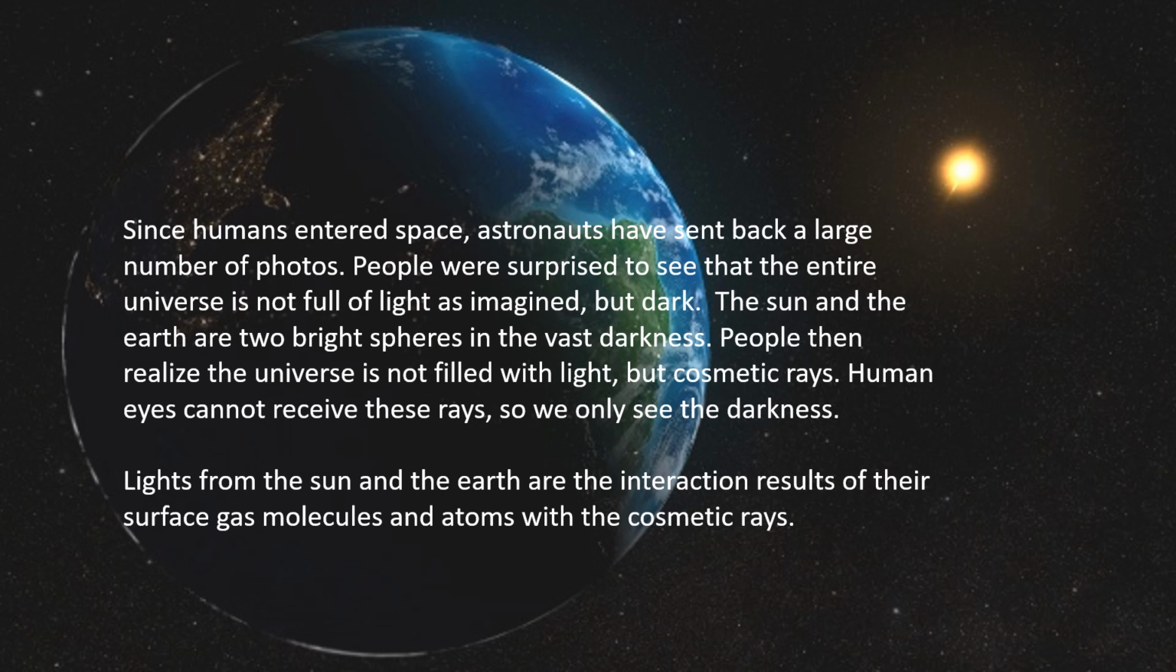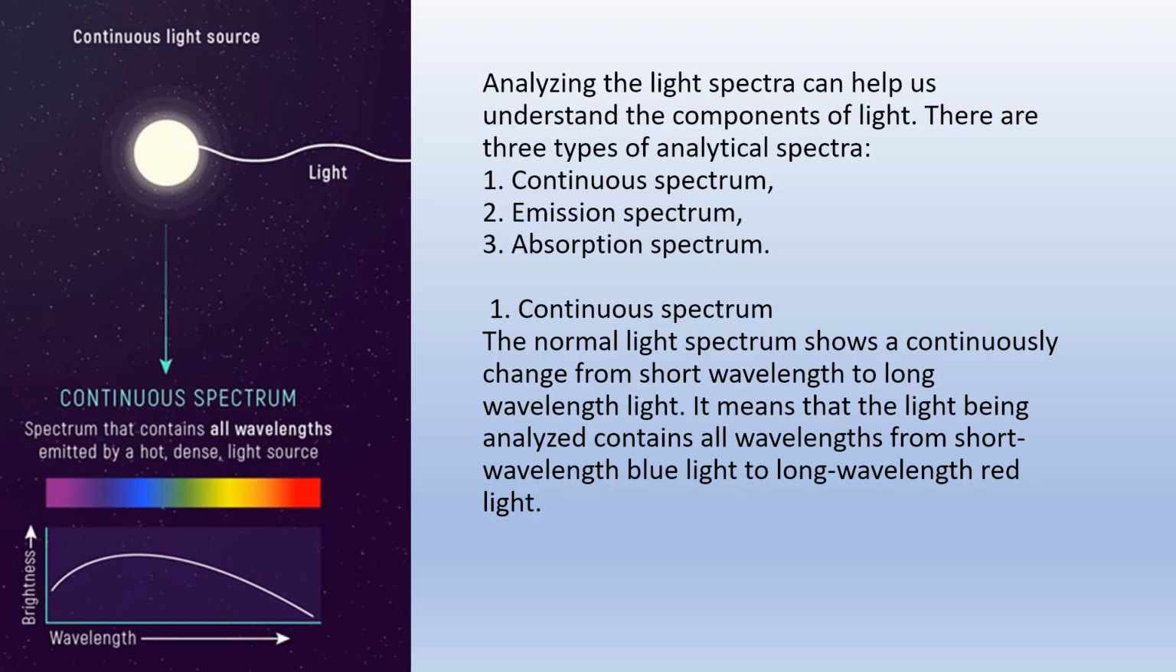Lights from the Sun and the Earth are the interaction results of their surface gas molecules and atoms with the cosmic rays. Analyzing the light spectra can help us understand the components of light. There are three types of analytical spectra. 1. Continuous spectrum. 2. Emission spectrum. 3. Absorption spectrum.